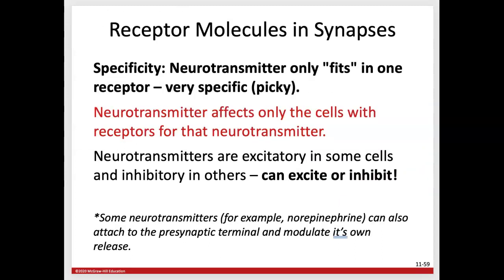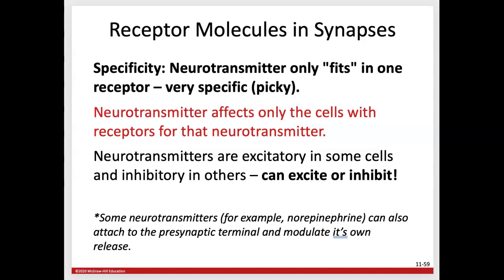All right, so receptor molecules in the synapses. Specificity is referring to the neurotransmitter only fitting into one receptor. Those receptors are very picky. The neurotransmitter is only going to link up to the receptor that matches it perfectly. And this causes the neurotransmitter to affect only the cells that have those receptors for that particular neurotransmitter. So a neurotransmitter, say norepinephrine, isn't going to work on a receptor that only works for acetylcholine.